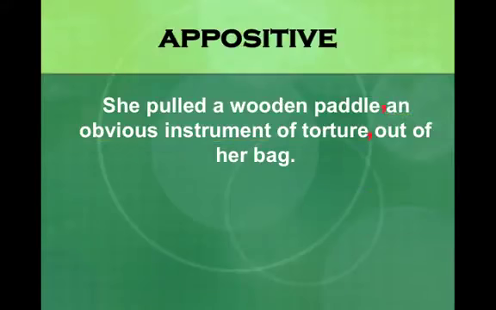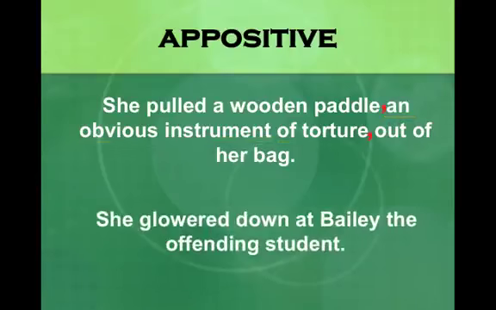So notice that the noun and anything modifying the noun is inside these commas. My noun is instrument, and obvious, and this preposition of torture are both modifying instrument. She glowered down at Bailey, the offending student. My appositive is the offending student. Notice that this time my appositive is at the very end of the sentence. So there's not a comma on the other side of the appositive, there's just a period.